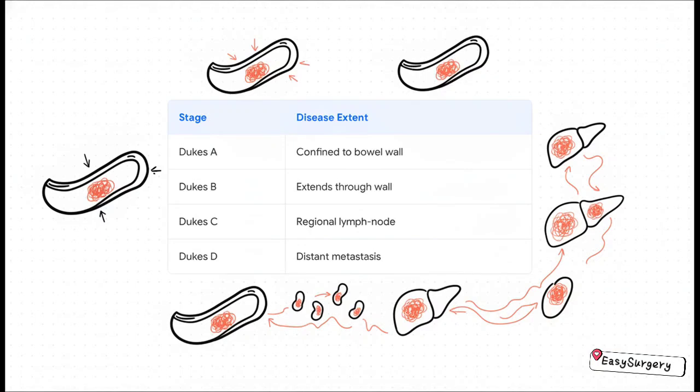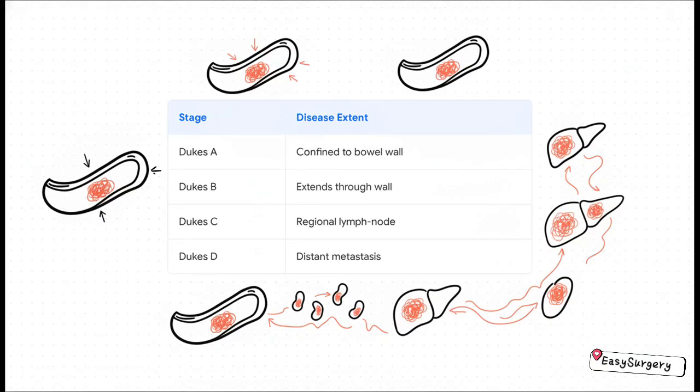So while modern practice really leans heavily on the TNM system these days, Duke's is still an absolute classic. It's incredibly high yield and highly tested on the boards, so you've got to know it. Let's break down these 4 distinct stages. In Duke's A, the tumor is strictly confined to the bowel wall. In Duke's B, the tumor extends through that bowel wall, but crucially, there is 0 regional lymph node metastasis.